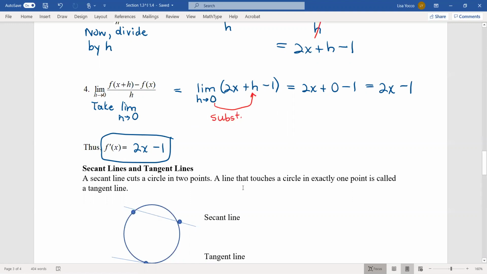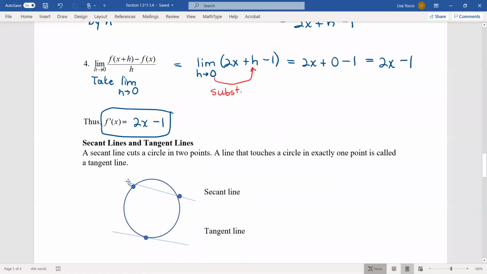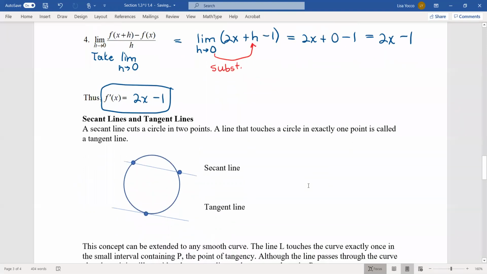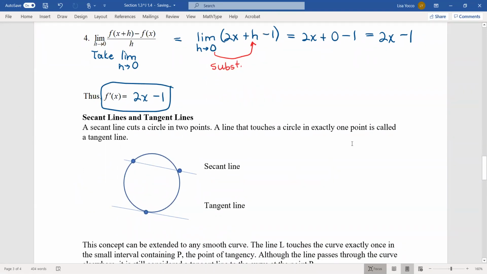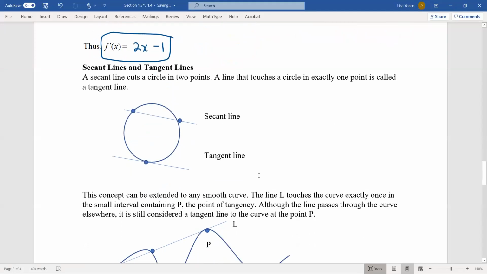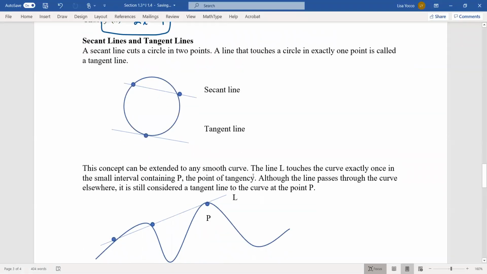Okay, so this is where I mentioned a secant line. If you think about a circle, a secant line cuts a circle in 2 points. A tangent line touches a circle in exactly 1 point. And we can look at that same concept for any smooth curve.